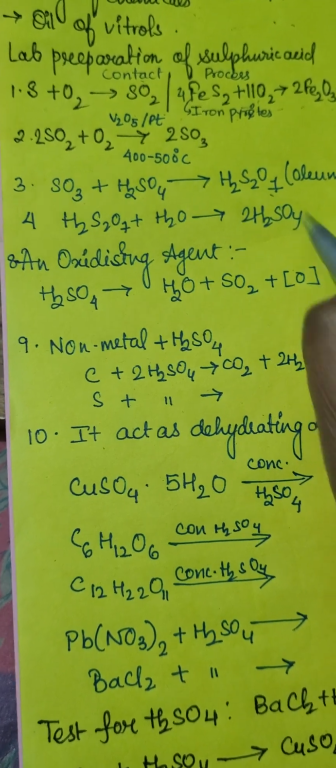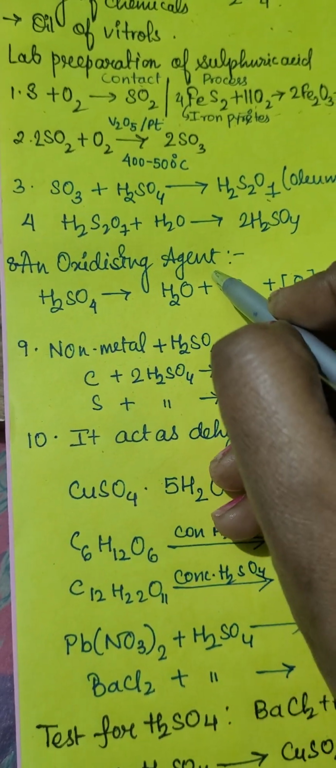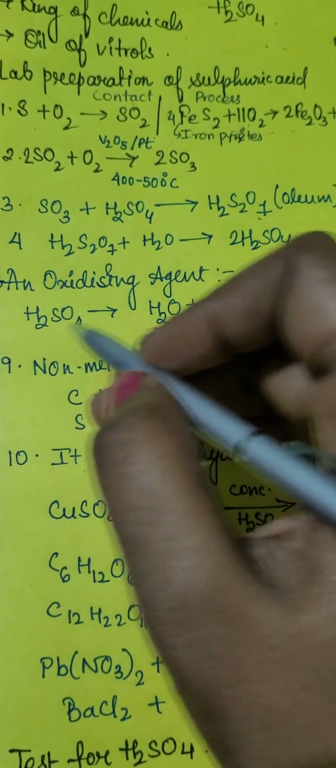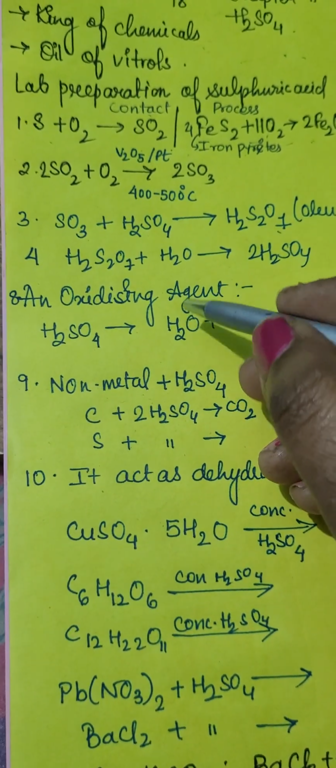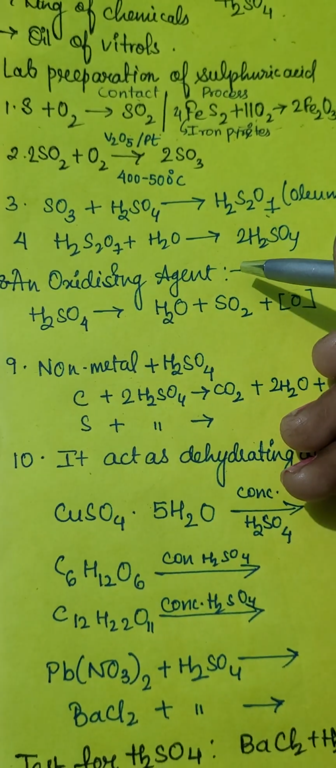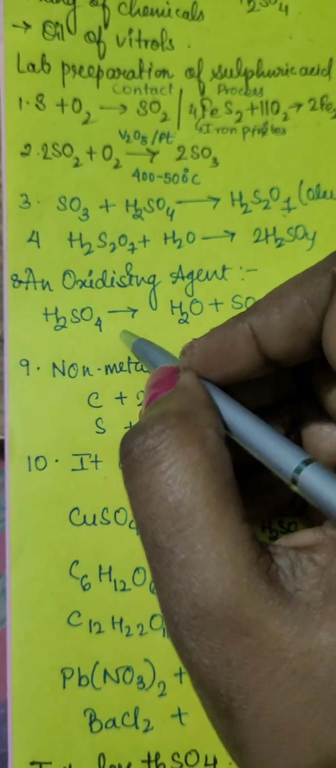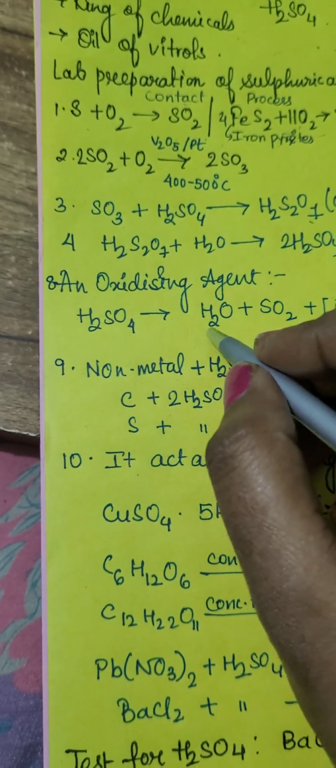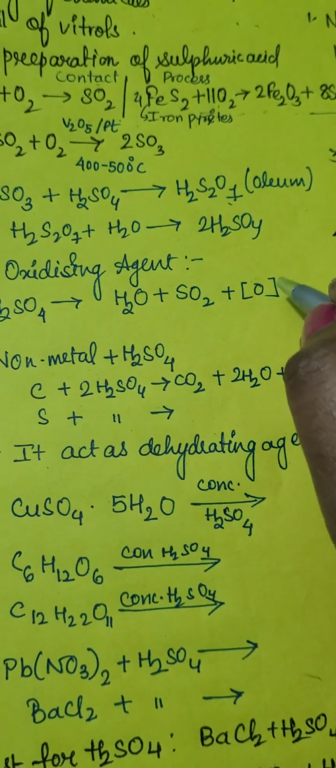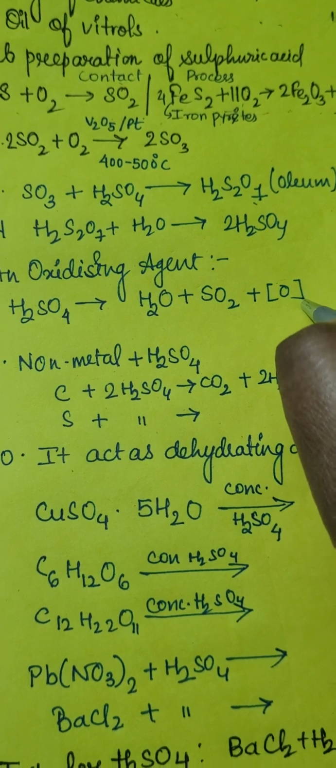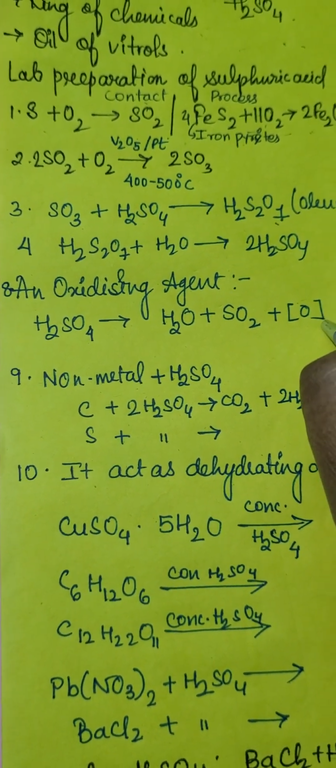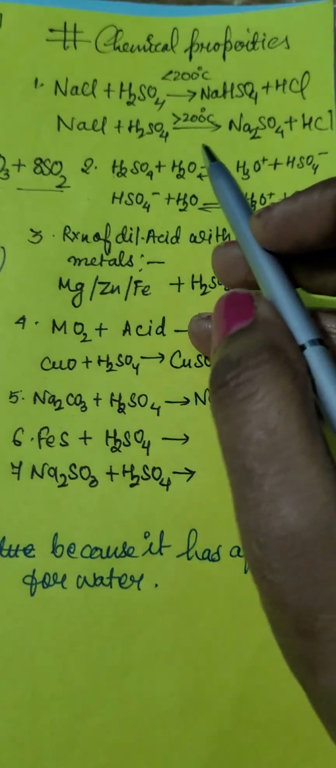Now the next is the chemical properties of sulfuric acid. Now see, we all know sulfuric acid acts as an oxidizing agent. The main reason behind this is that once you heat sulfuric acid, you get water, sulfur dioxide, and nascent oxygen. This nascent oxygen is responsible for its oxidizing property.